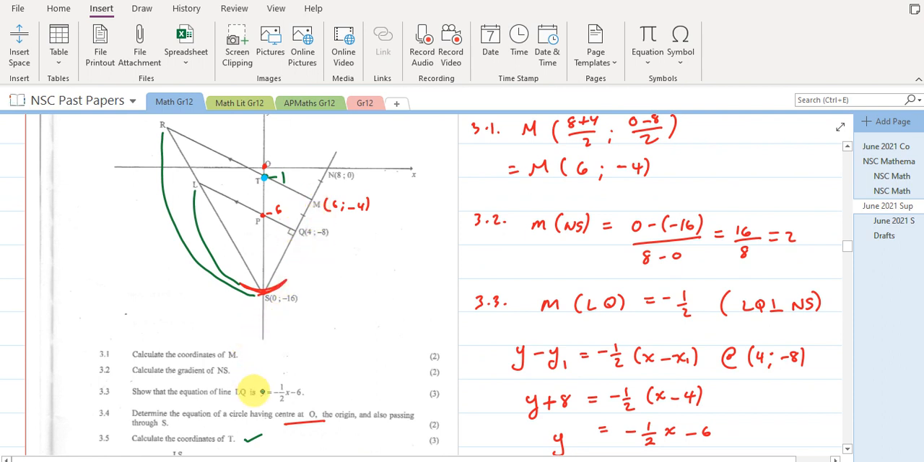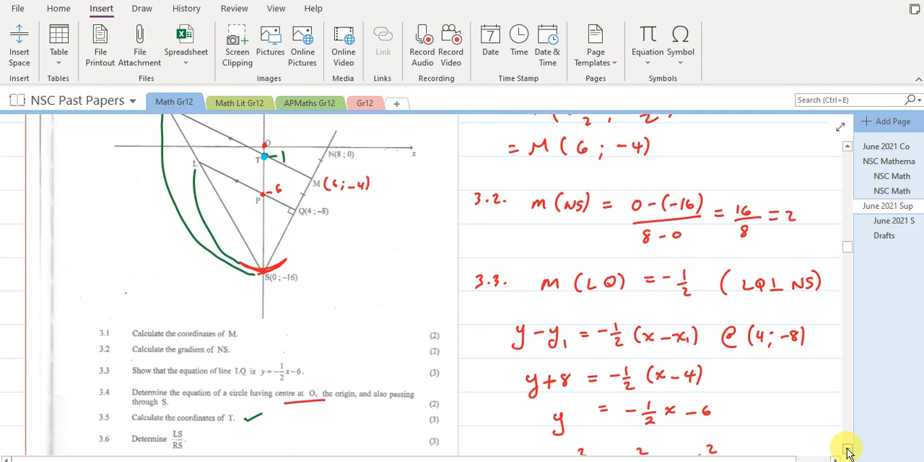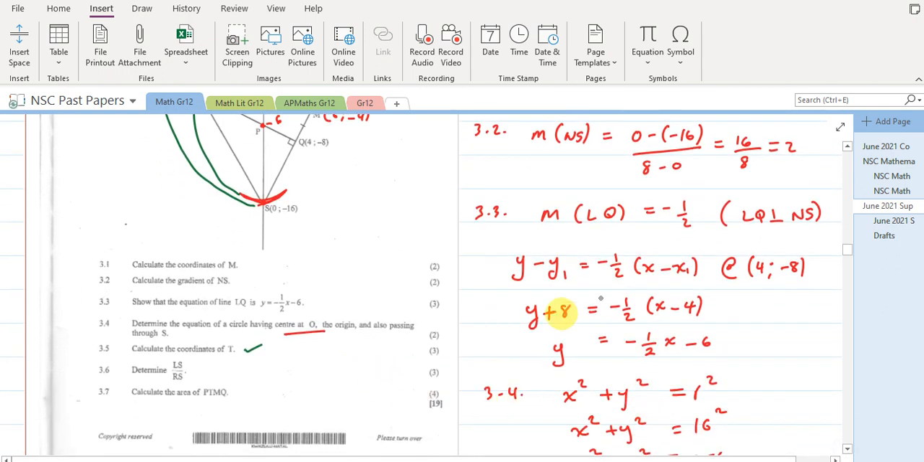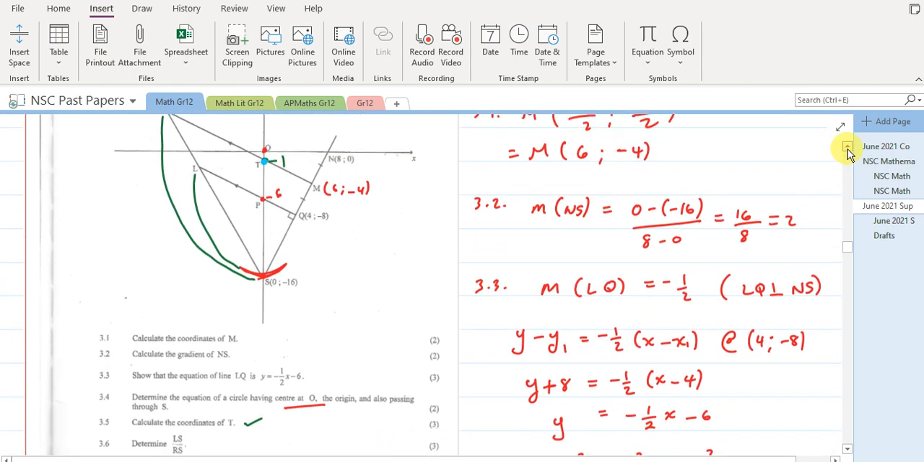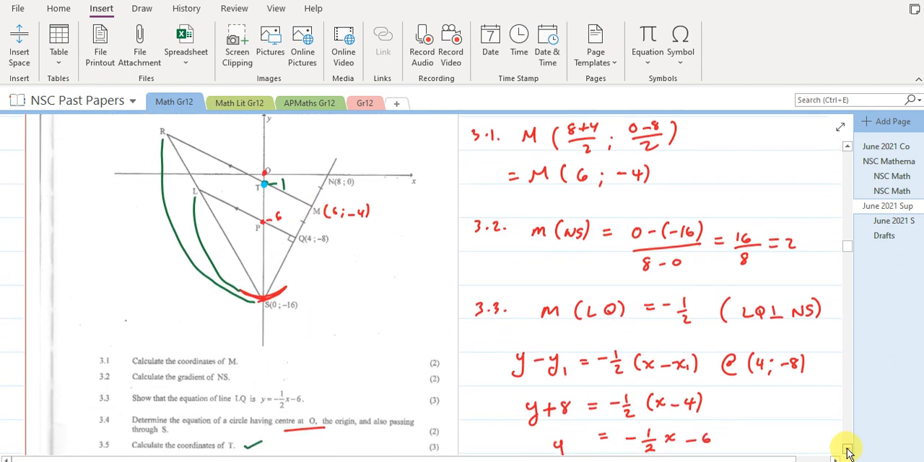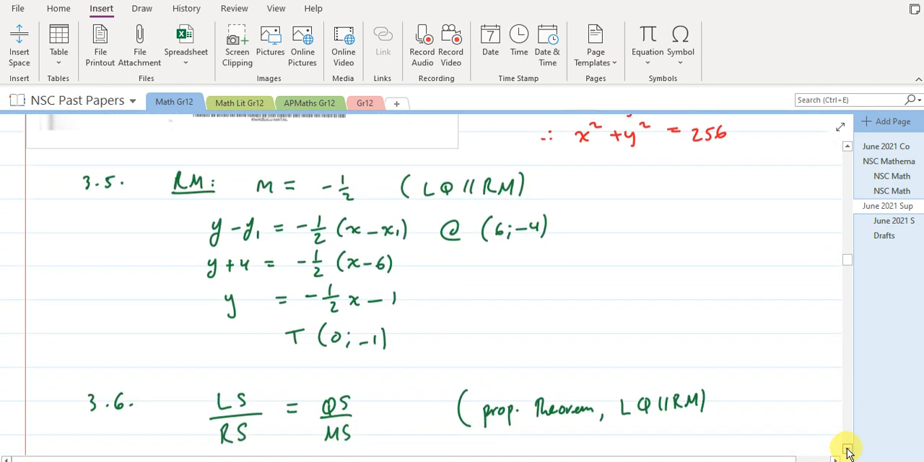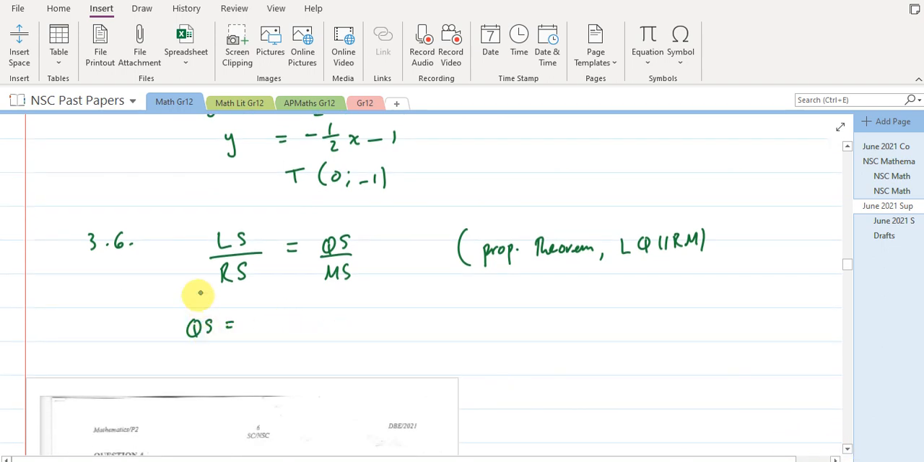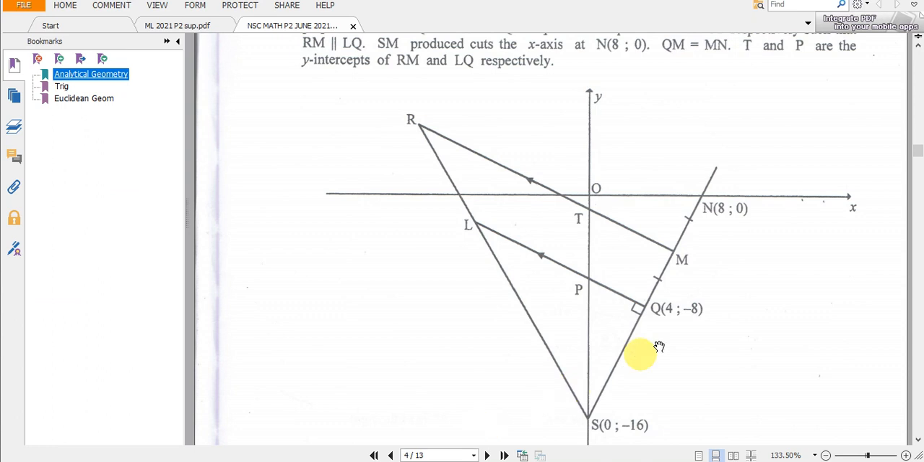QS and MS. How many marks is that? 3 marks. QS over MS. I hope it simplifies easily. Let's see. So QS is equal to, let's see, QS. Okay, let's write down all the coordinates.